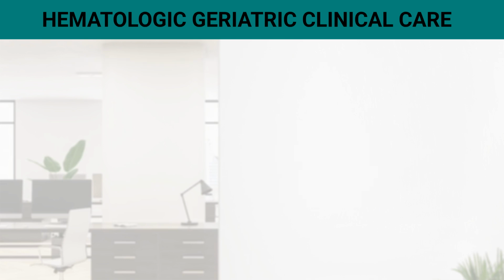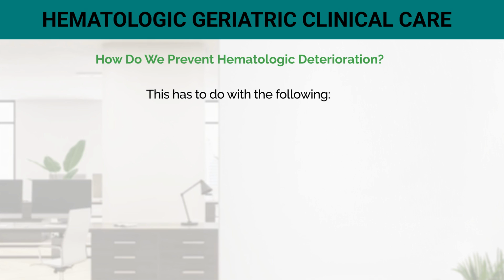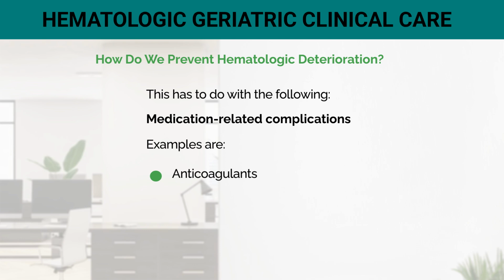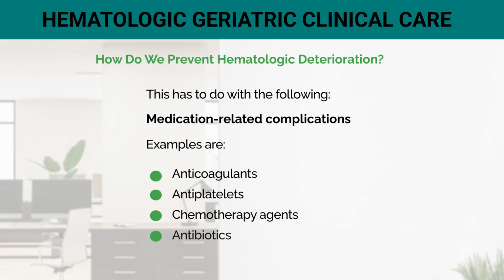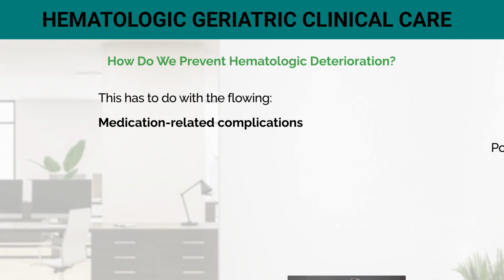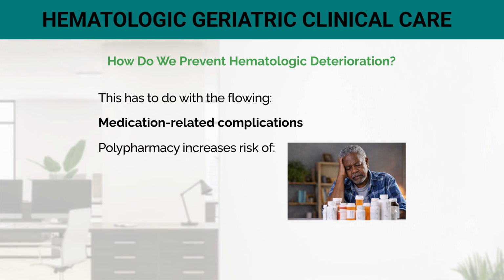Having seen how bleeding and thrombotic risks change with aging, let's proceed to see how we can prevent hematologic deterioration. Hematologic deterioration has to do with the following. 1. Medication-related complications. Many medications affect hematologic function. Examples are anticoagulants, antiplatelets, chemotherapy agents, and some antibiotics. Polypharmacy increases risk of bleeding, cytopenias, and drug interactions.